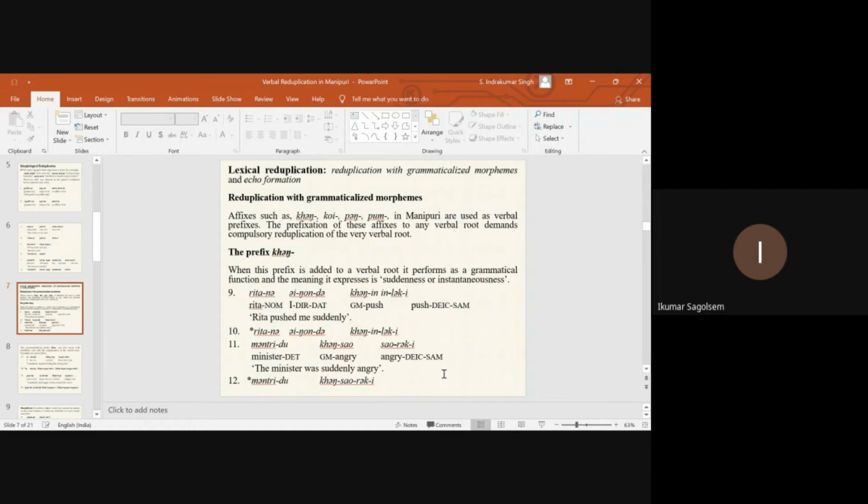Examples 9 and 11 reveal the compulsory repetition of the verbal roots, like kang in and kang sao sao, after the addition of kang, and the verbal roots are monosyllabic here. So sentences 10 and 12 are ungrammatical and unacceptable due to the lack of fulfillment on the part of the verb.